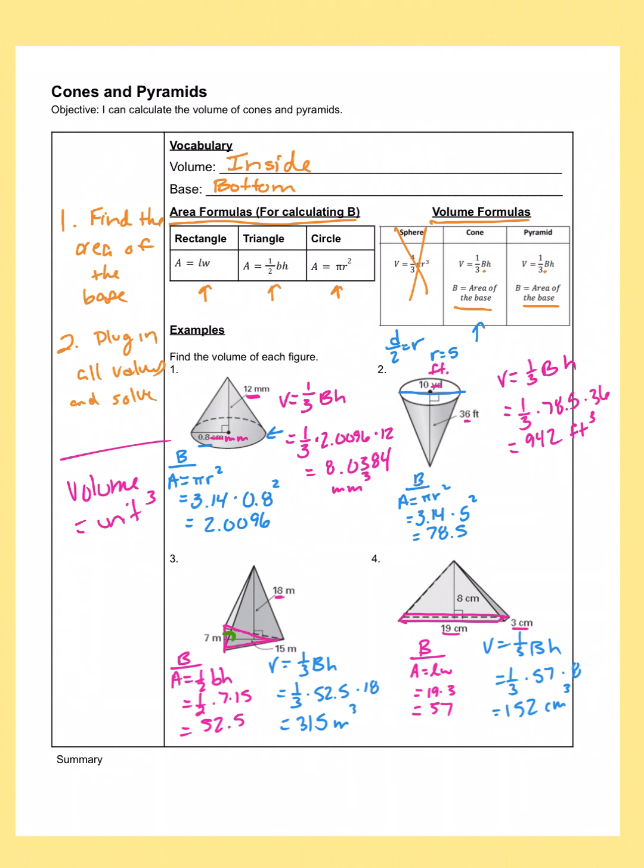So always remember that when we're finding volume of these shapes, cones and pyramids, we need to find capital B first. So find the area of the base first, and then we'll use that to plug in to the formula. So there's a capital B every time. We have to calculate that first before we can start plugging into the volume formula.